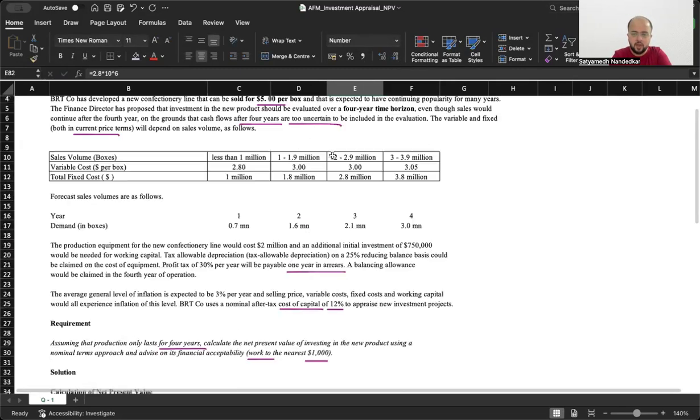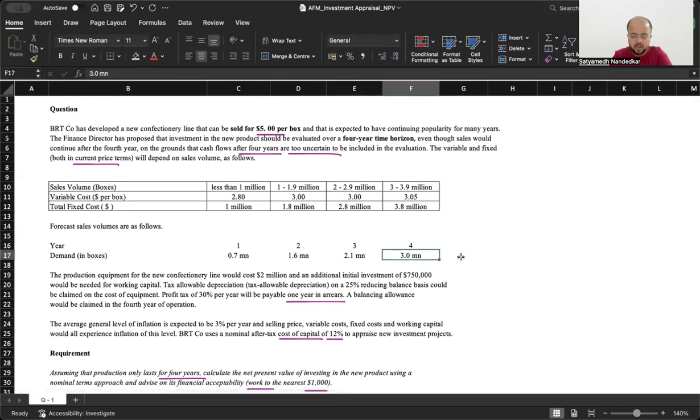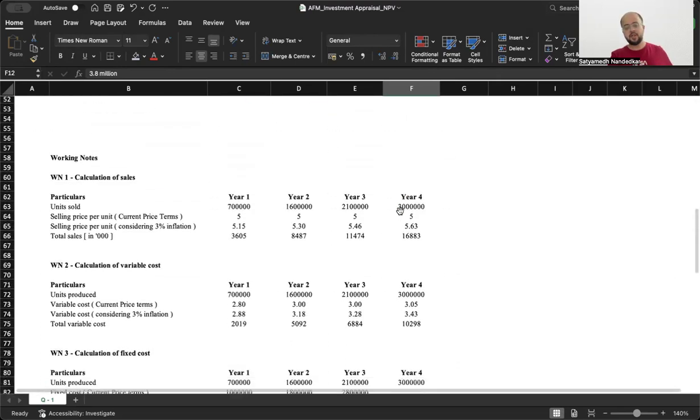And year 4 देखो, year 4 में your total production is 3 million. If the sales volume is between 3 to 3.9 million वाले range में होगा तो the total fixed cost is 3.8 million.